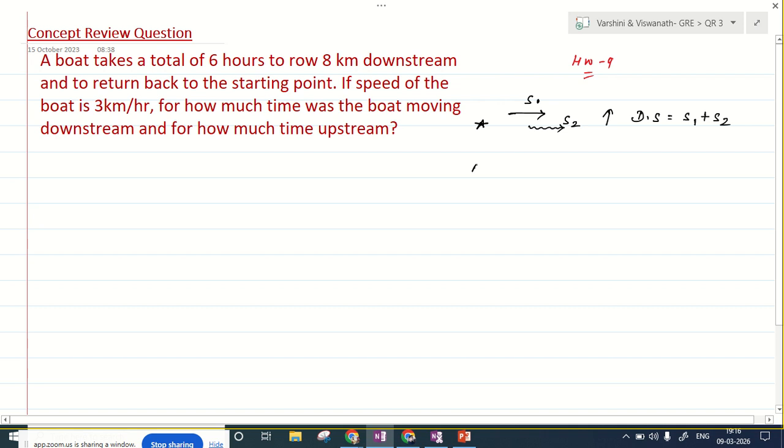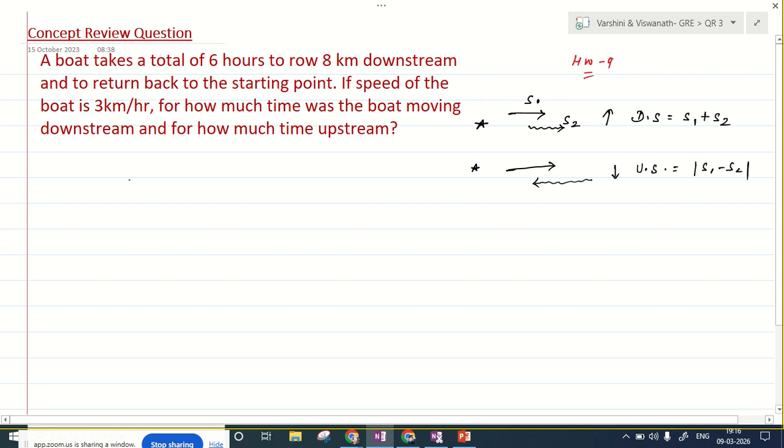It is quite possible for a motor boat to move against the flow of water, no? Right? So in that case, what happens? The effective speed of the boat will decrease, right? That is called upstream. And how do we get the upstream speed? S1 minus S2, the modulus, correct? The speed only, but it's called the upstream. It's called a downstream. Now, what is given?